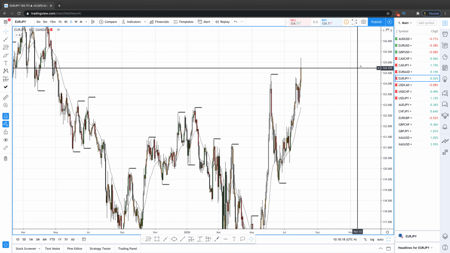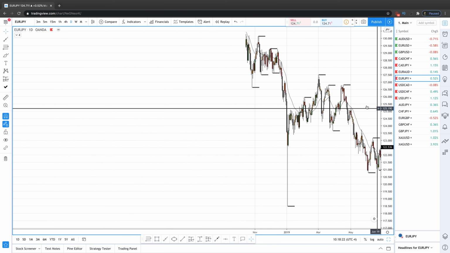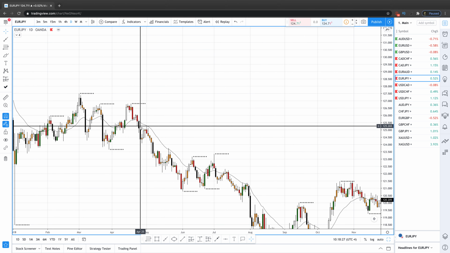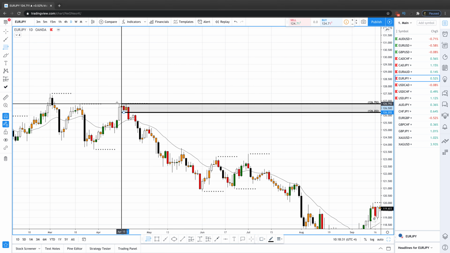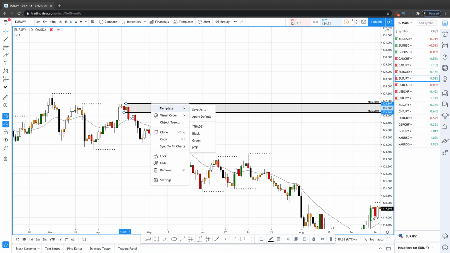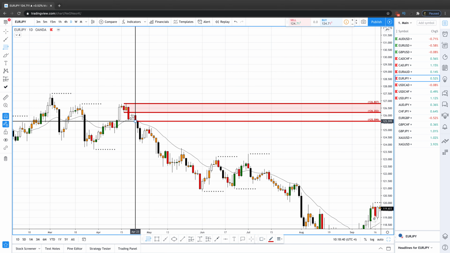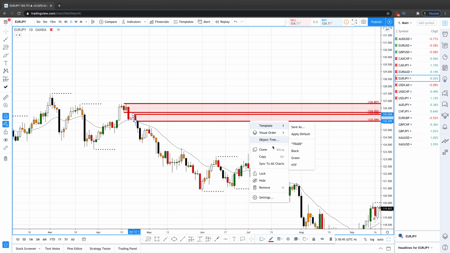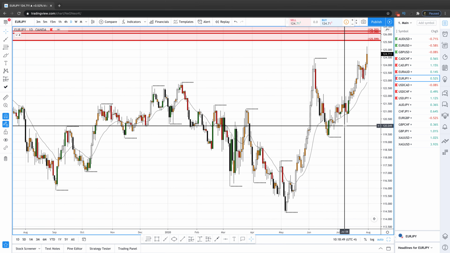Just give me a sec, guys. So you have, I like these areas here. Very nice areas. And then you even have a little area right here as well. Let me just sync these. Then we can take a look at the 4-hour.